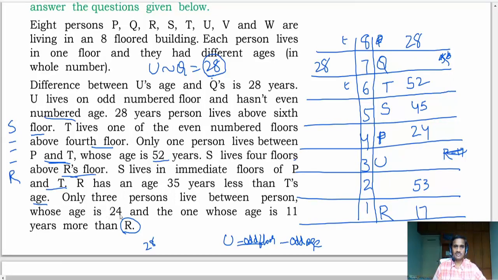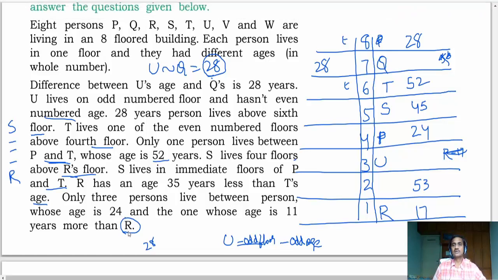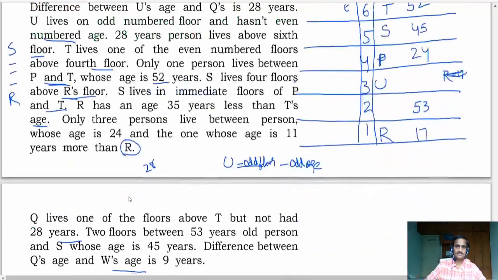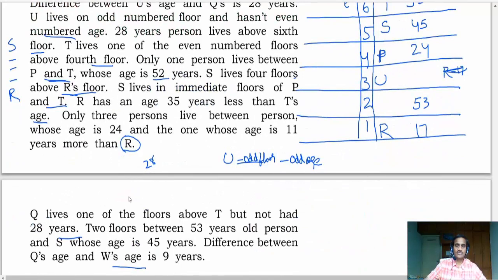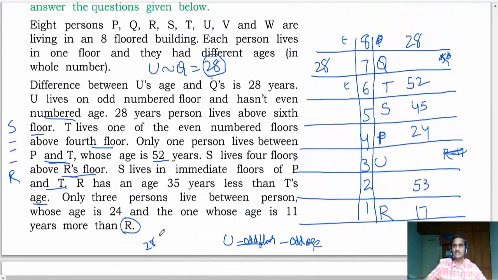3 persons live between 24 and 11 years more than R. Now 11 years more than R అంటే 28కి 24కి మధ్యలో 3 persons. And next one. Q lives on one of the floors above T but not 28. 2 floors are there in between 53-year-old person and S. S is 45. Difference between Q and W is 9 years అన్నాడు.